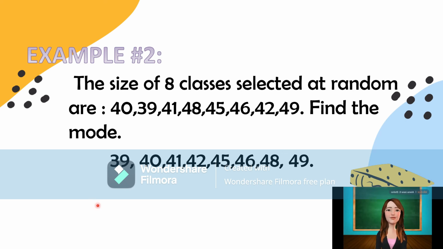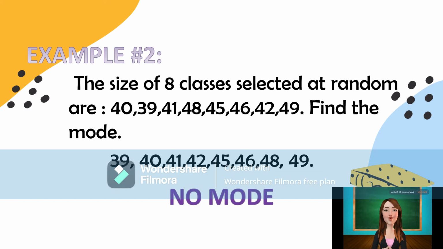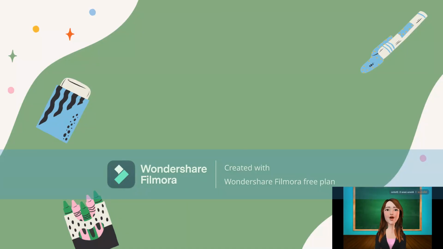So, we have here the data. So, what have you observed in our data? Oh, yes, Anne. Walay nag balik-balik na number. So, ibig sabihin, it means there is no mode. So, since there is no mode, what type of mode do we have? Oh, yes, Amadeus. So, we have no mode pa rin. So, ang tawag natin dyan is no mode. Is everything clear, class? There is no question.